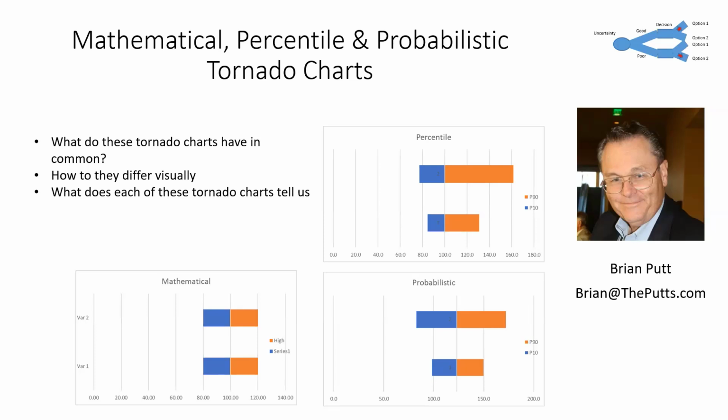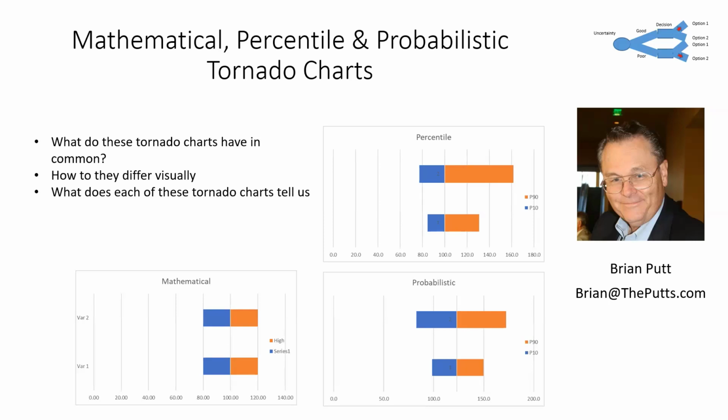And then the third one, the probabilistic, is asking if I use the same P10, P90 endpoints as I did in the percentile tornado chart, but if I let all the other variables continue to be uncertain, how does it change my expected value? You'll notice that in the mathematical, that center line is 100.